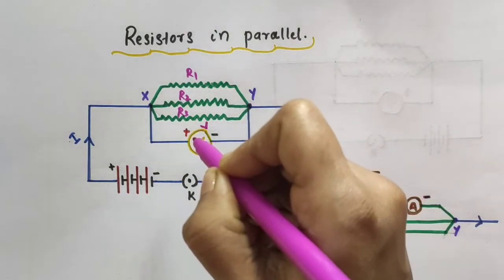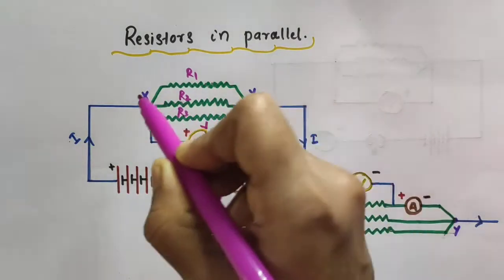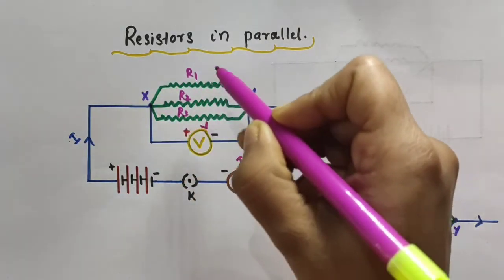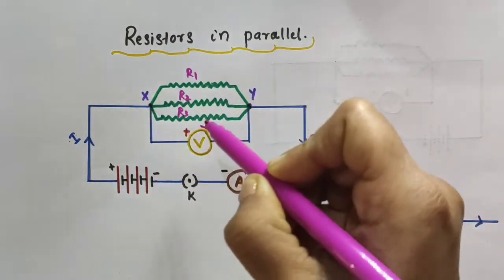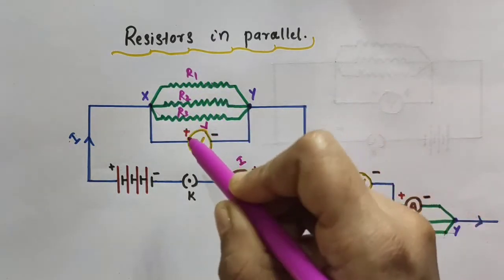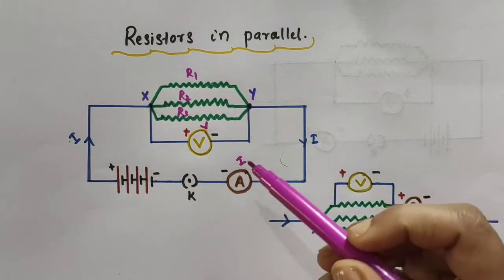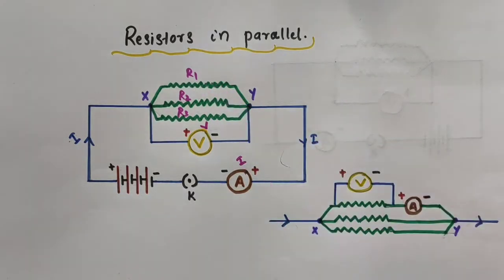And here we have the voltmeter which is connected across the two common points X and Y. That will give us the potential difference across the parallel combination of these three resistors. Let it be capital V. Okay, now what will be the potential difference across the first resistor?